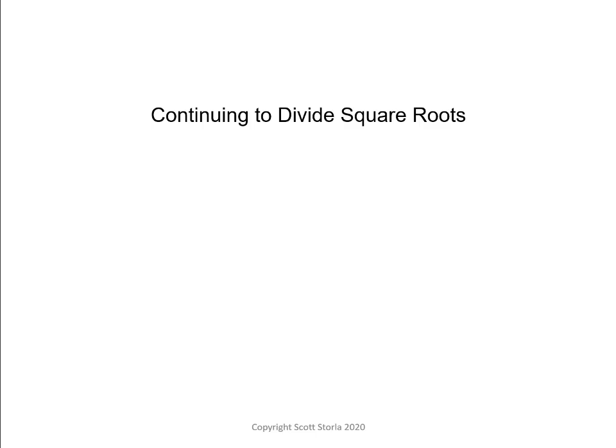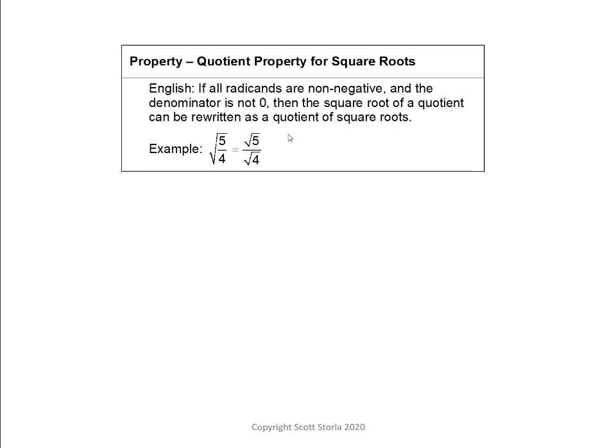Now we're going to work on dividing square roots, and we'll be using the quotient property. Often what we'll be doing is starting where we have the square root of a quotient, and we'll replace that with a quotient of square roots.